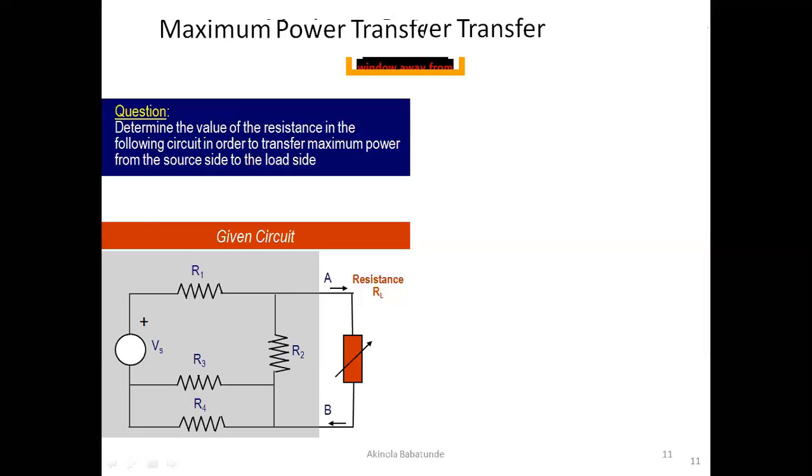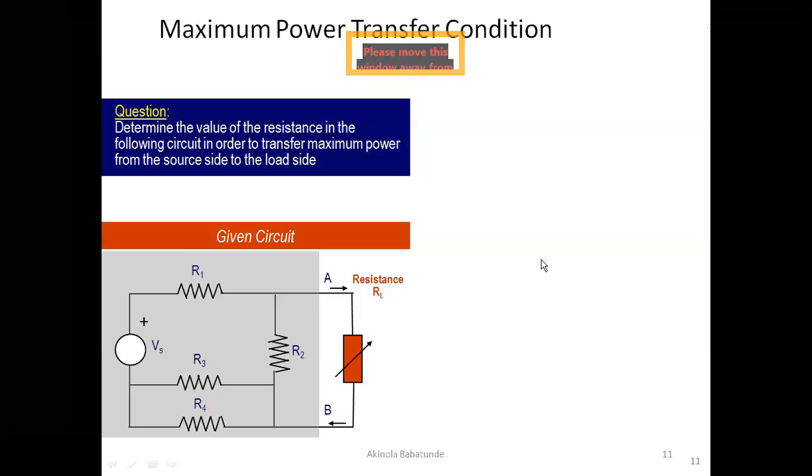So let's quickly look at what is going on here. There is a question we can easily look at together to understand what the maximum power transfer condition is and how we can represent it in our work. Determine the value of the resistance in the following circuit in order to transfer maximum power from the source side to the load side. This is the source side, this is the load side, and this is the given circuit.